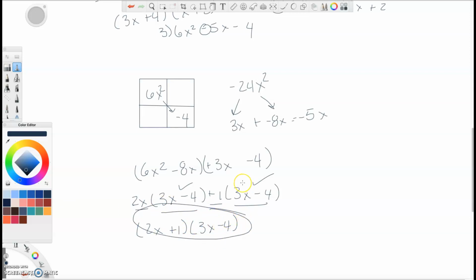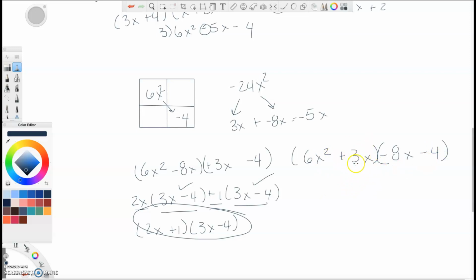Now, to prove a point here, everyone, let's go ahead and try doing this the other way. So instead of putting negative 8 there, let's put 6x squared plus 3x minus 8x minus 4. All right, we're going to group these terms like this. All right, and now let's pull stuff out.